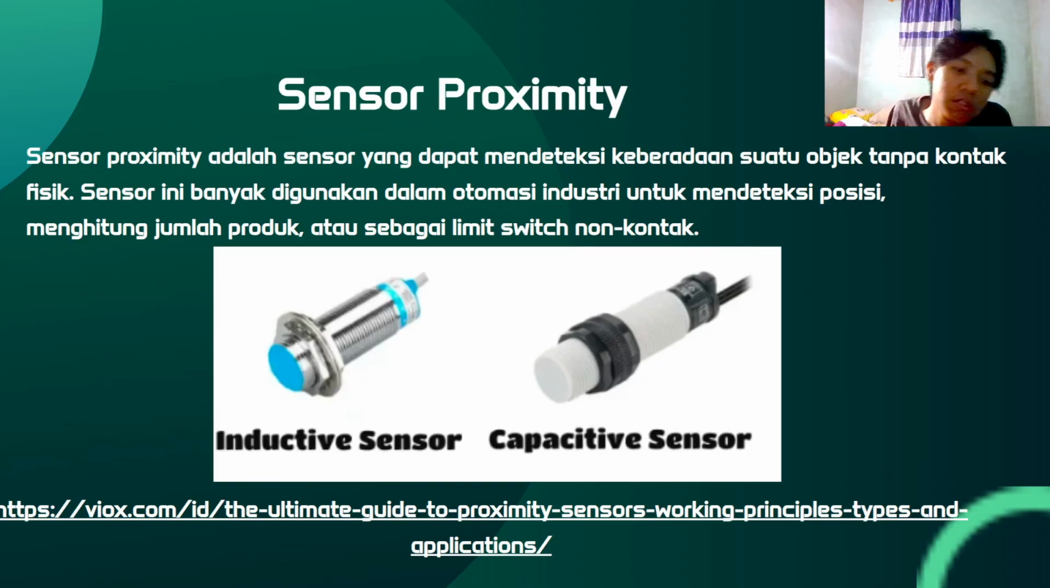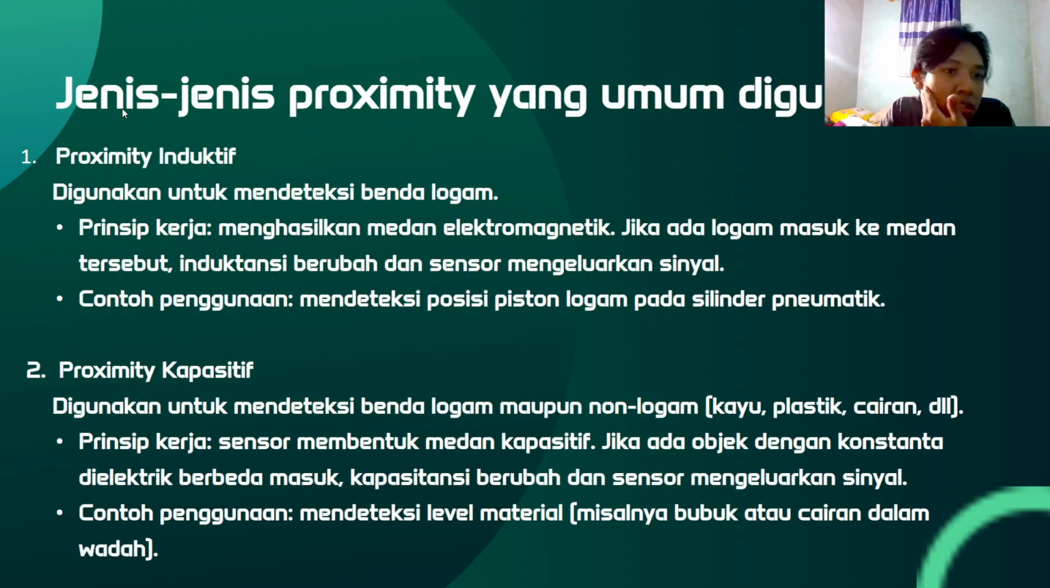This is the difference between the inductive sensor and the capacitive sensor. There are two types: the inductive sensor and the capacitive sensor. This overview shows the meaning of the proximity sensor and the types of proximity sensors in common use.